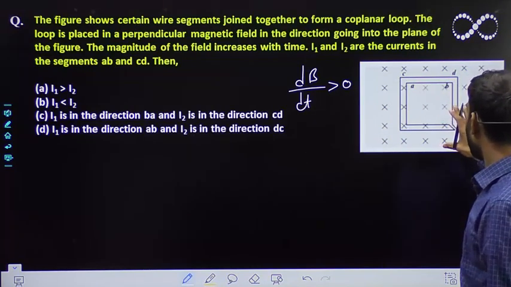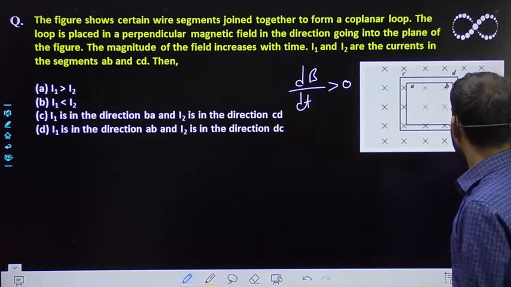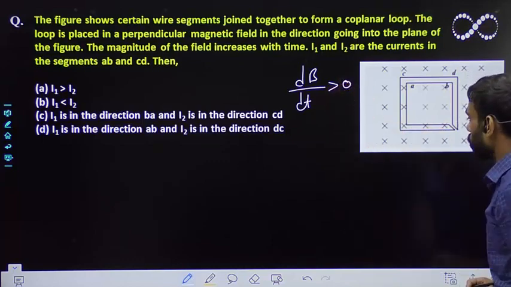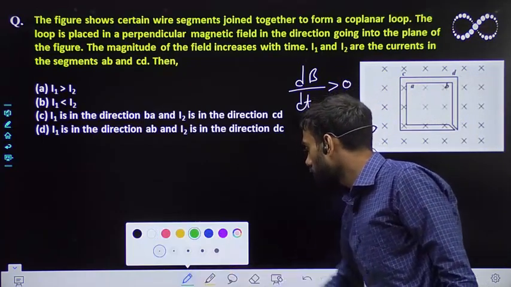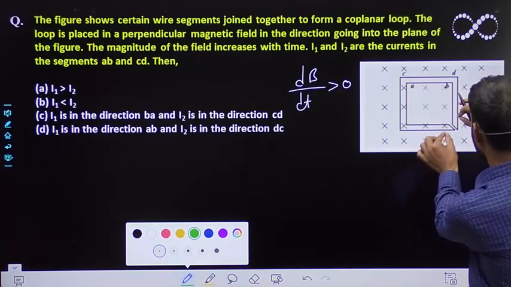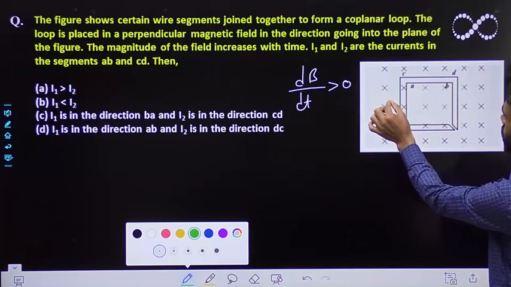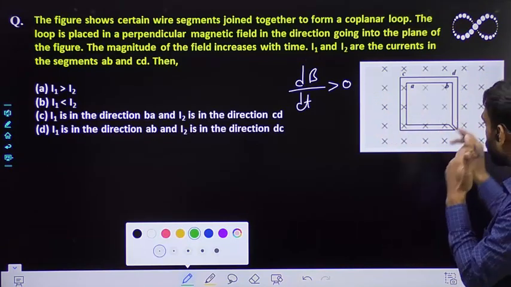So what I will do here, I will try to deform the figure. I will take these two branches and make them straight. So let us do here. In that way also we'll get the same answer. If I take these two branches and make them straight, then this will have no impact on the direction of current or the magnitude of current. So let us try to deform here.